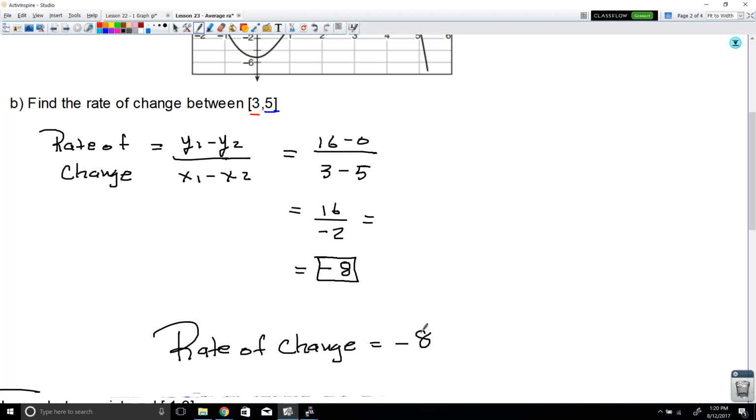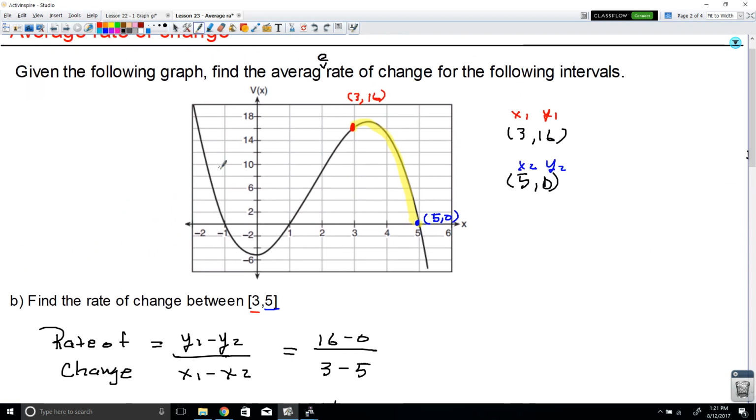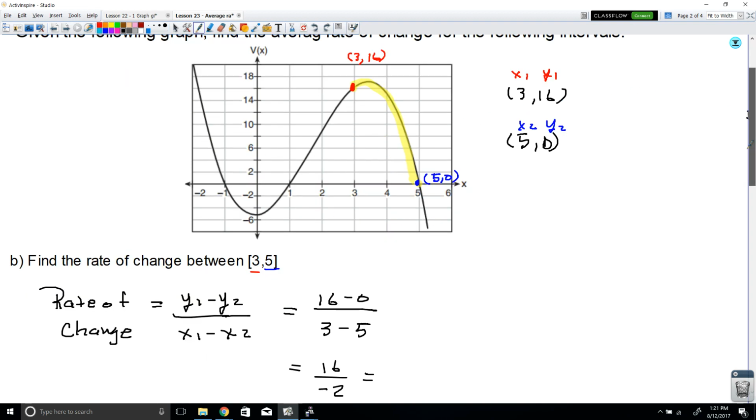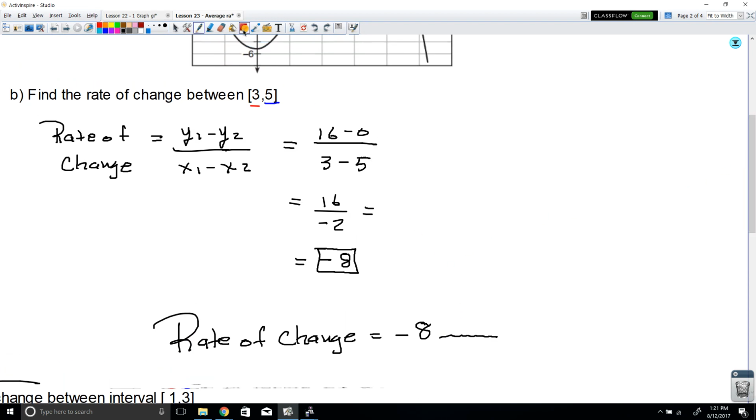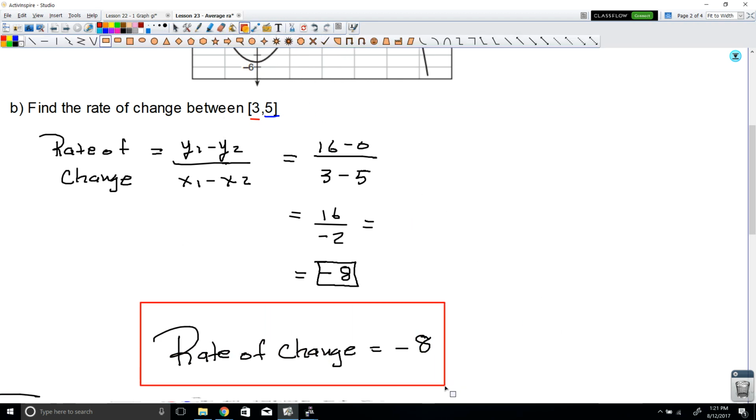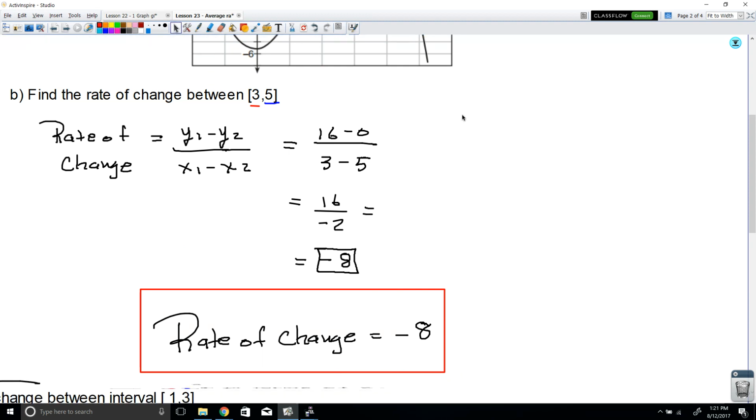Negative 8. And again, when we talk about rate of change, we need to put some kind of unit here. So negative 8 meters per second, or any kind of unit here. But in this example, they don't give us any units in our problem. They just give us a graph. They didn't tell us what x represented or y represented. So just remember that for the rate of change, there has to be some kind of unit. But in this example, they don't give us that unit, so we're just going to call that negative 8. But keep that in mind. Rate of change should have some kind of unit on it.